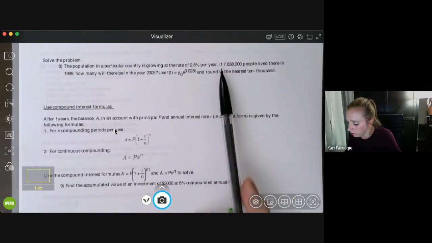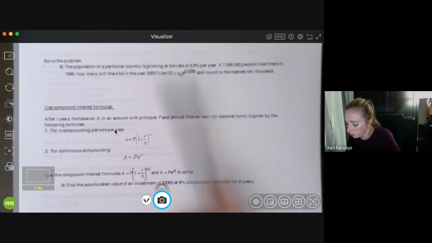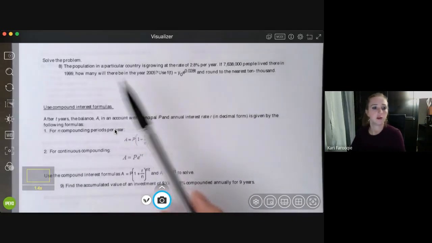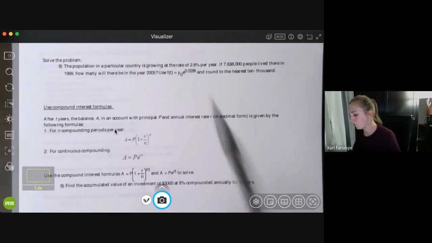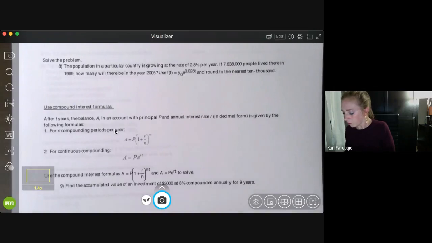All right, so you have 7,638,000 people currently living in this country, or I would say they were living there in 1999. How many will be there, which is funny, will be there in the year 2005? Can you tell how old this problem is? Very, very old.